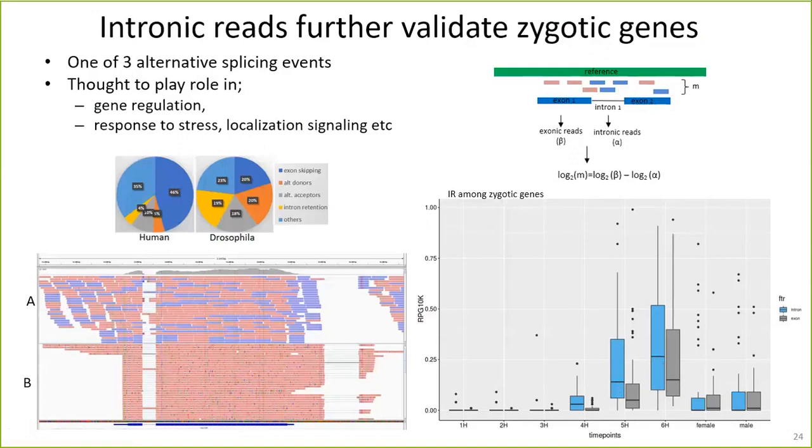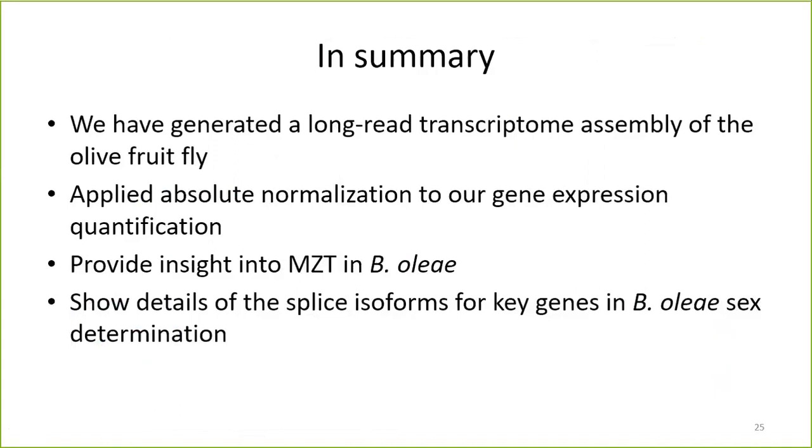Okay, so in summary, what we've been able to do here is use the long reads to generate a transcriptome assembly of the olive fruit fly, and expand the complexity of this fly. We've been able to apply absolute normalization to our expression data and give some insight into the dramatic events that are happening during this early stage of development.